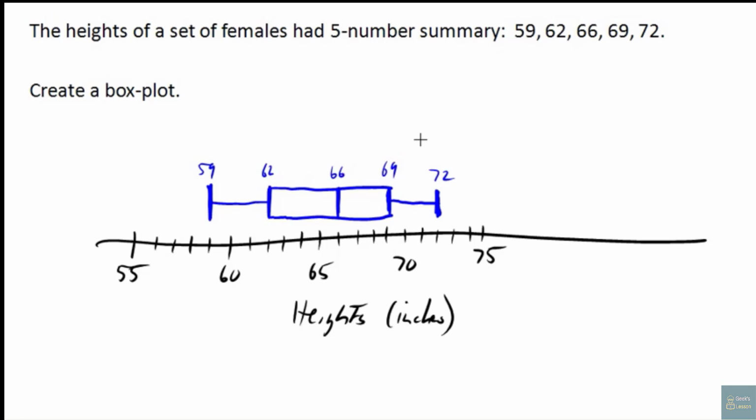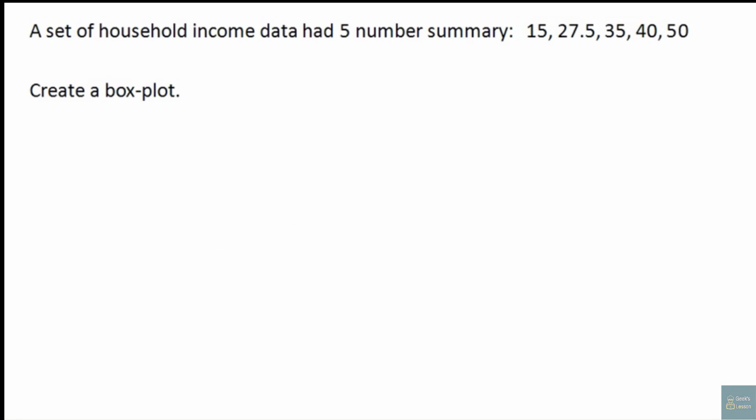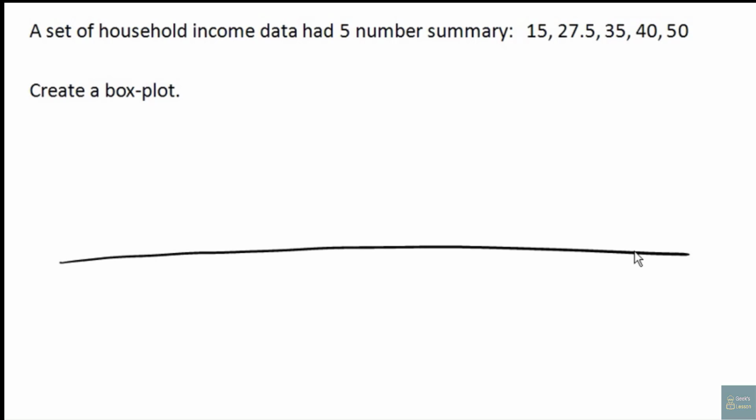Let's create one more. So here was the data from our income data, and let's create a box plot here. So once again, we're going to create a number line. Needs to range up to 50 from 15. So maybe I'll start here at 15, and maybe I'll just create every 5 here. So 15, 20, 25, 30, 35, 40, 45, 50. That should work. So there is our number line, and these are going to be incomes.